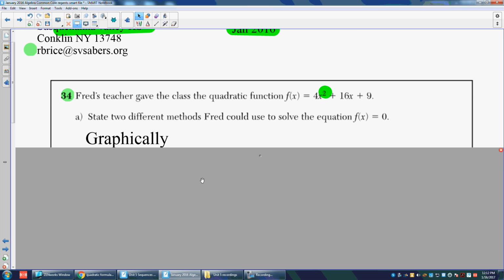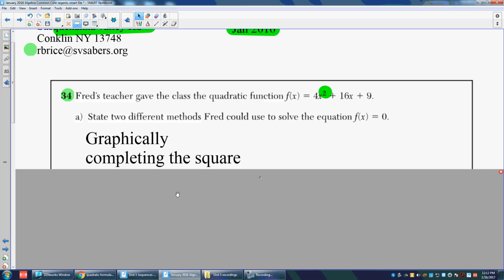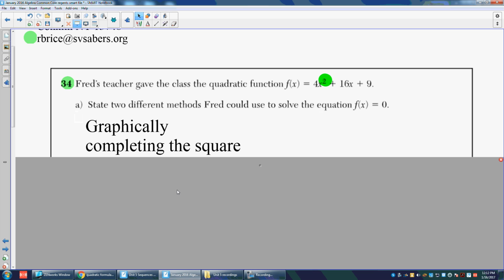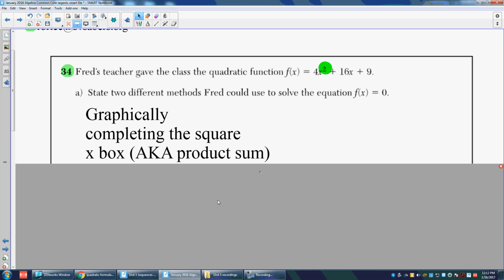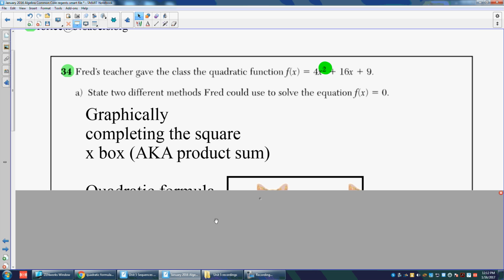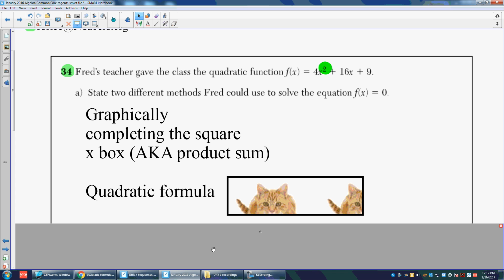One of them is we can graph it. Where it crosses the x-axis, that's the solutions. We can complete the square. Xbox, which is also known as the product sum game, and the quadratic formula.